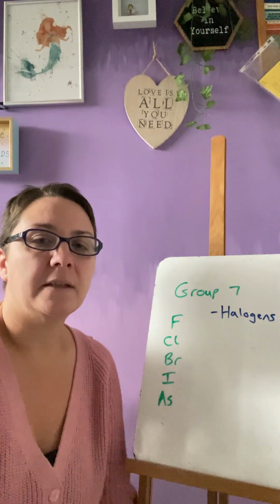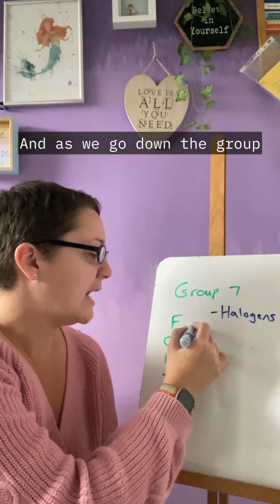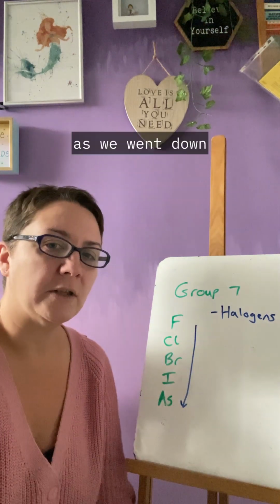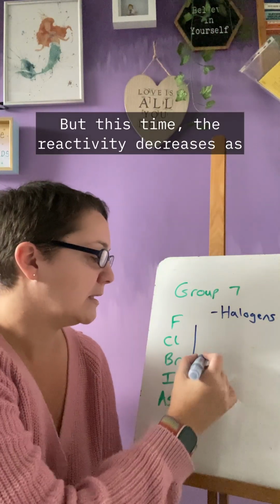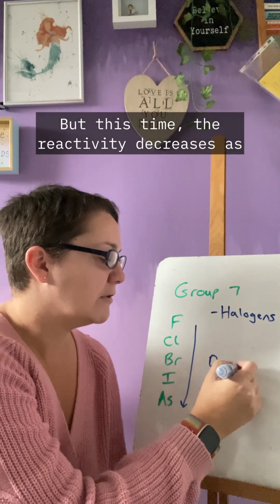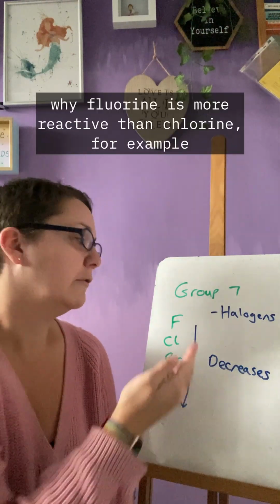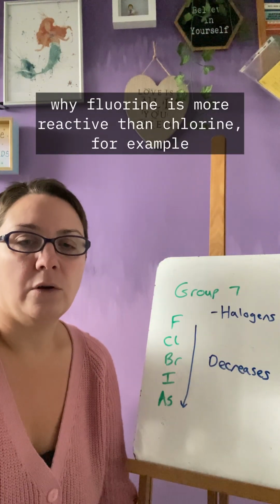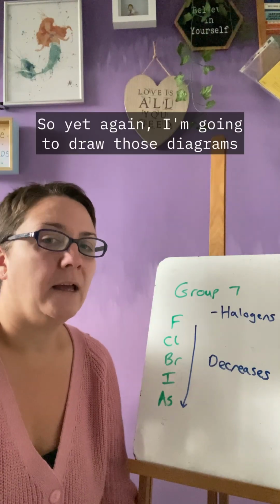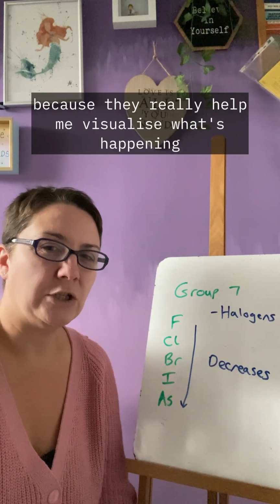So group 7 elements, as you can see, are here, and as we go down the group, if you remember group 1, as we went down the group, reactivity increases, but this time the reactivity decreases as we go down the group. And again, we need to be able to explain why fluorine is more reactive than chlorine, for example. So yet again, I'm going to draw those diagrams because they really help me visualize what's happening.